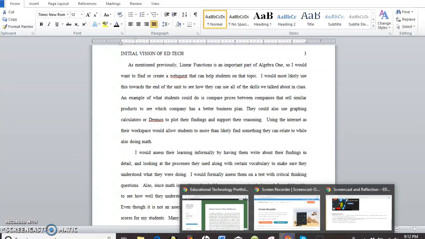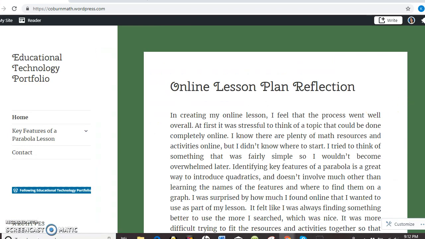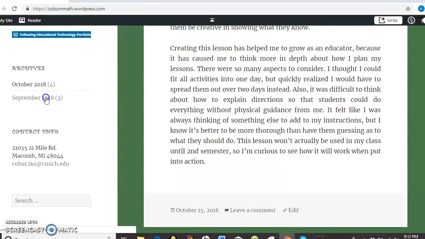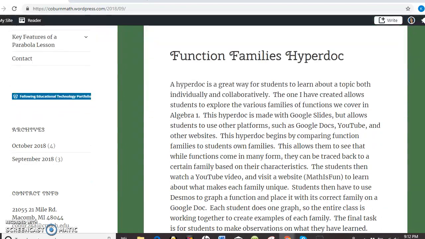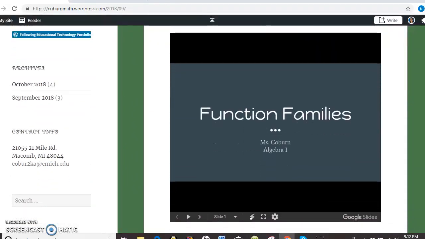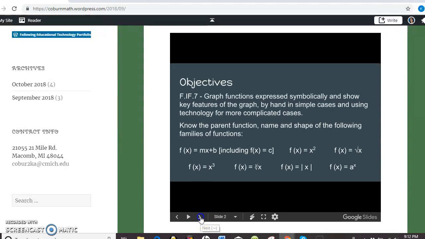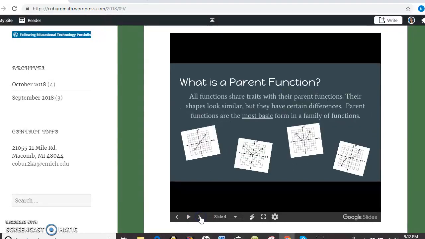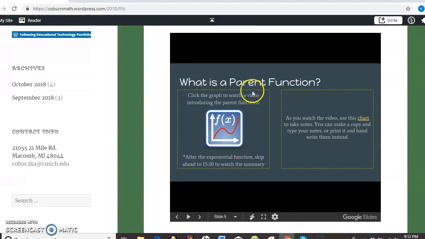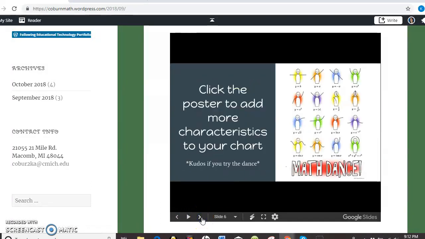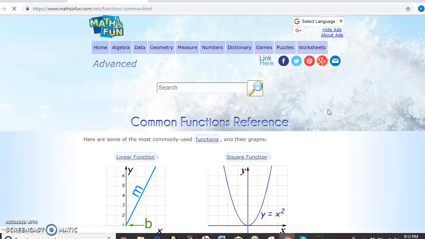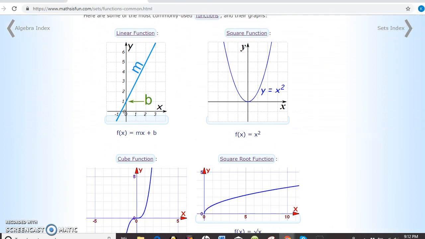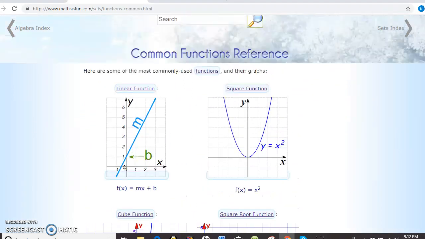If I go to my portfolio that I've created, and go to September, and look at the hyperdoc that I did, this is almost a web quest itself, because I have them learning about the families of functions. They are given initial information, watching a video to fill in their knowledge, filling out a chart on a Google Doc, and using a website to look more in depth into these different families.